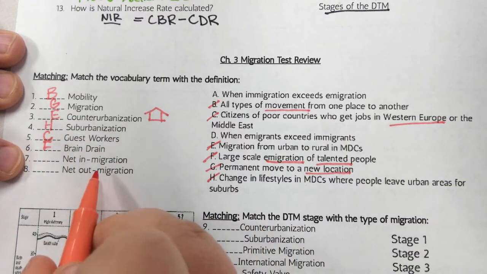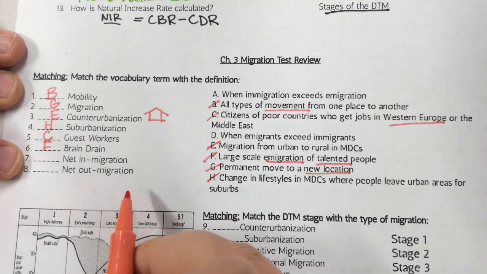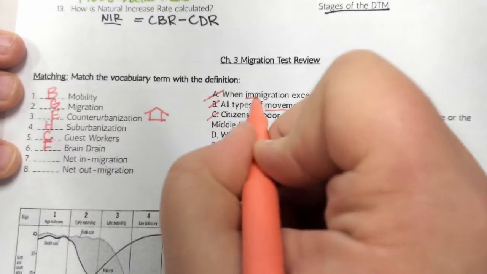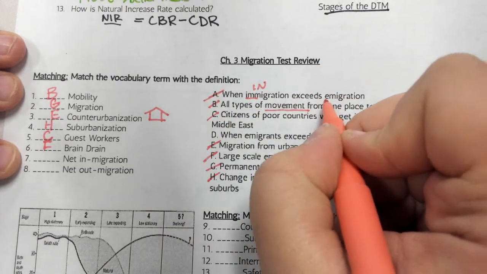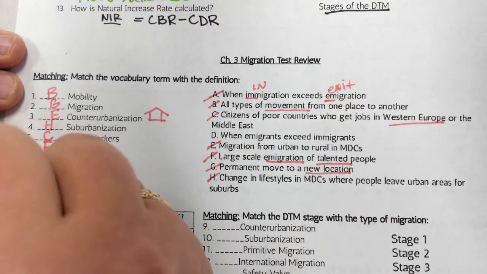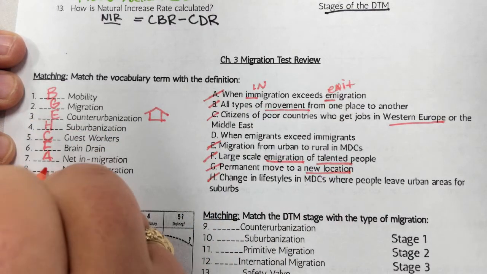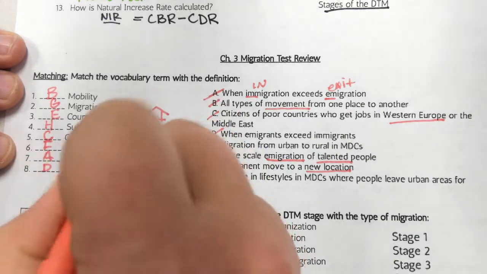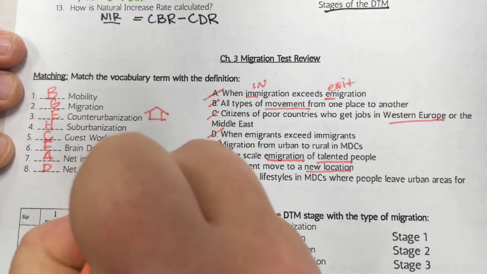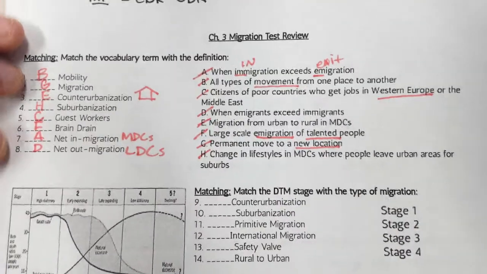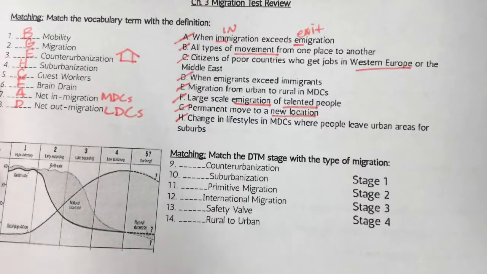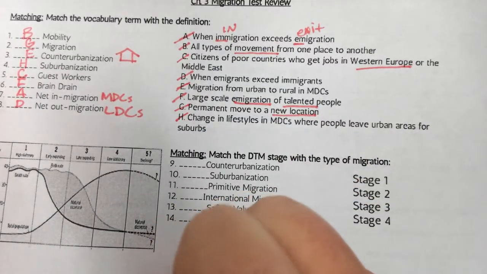Net immigration is when your immigration exceeds your emigration. M is in, E for exit. So that's in. Net out-migration is when the people leaving exceed the amount of people coming in. This is usually in LDCs. Alright, so match the stage with the type of migration. Okay, because remember, this is that guy, I think his name's Zelensky.